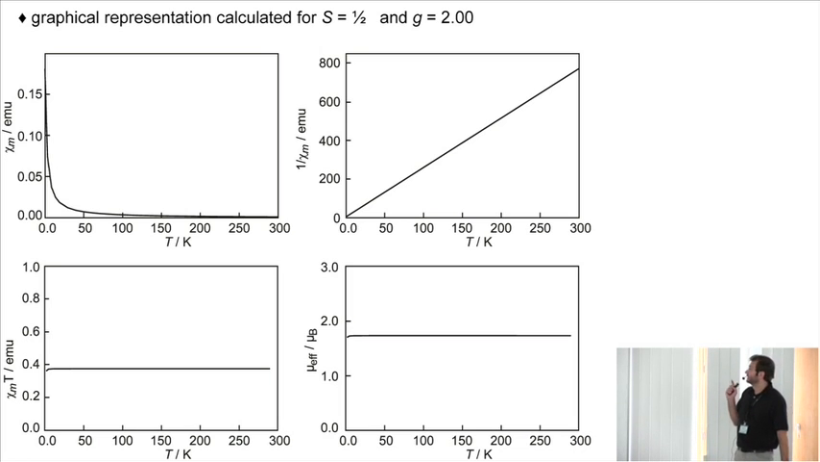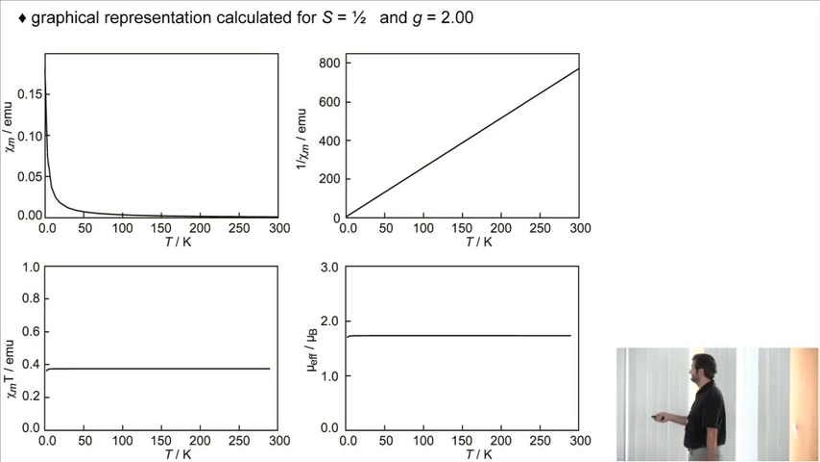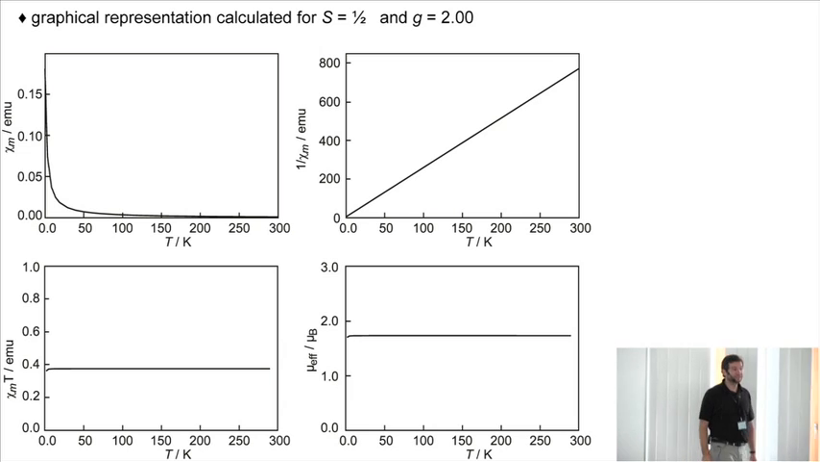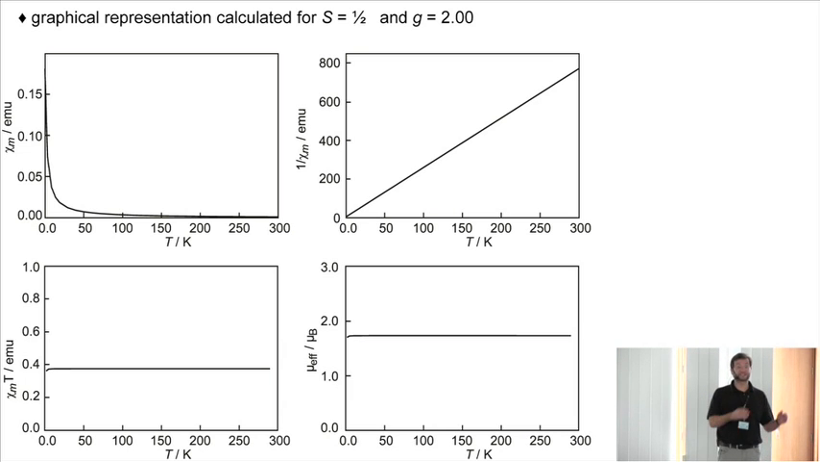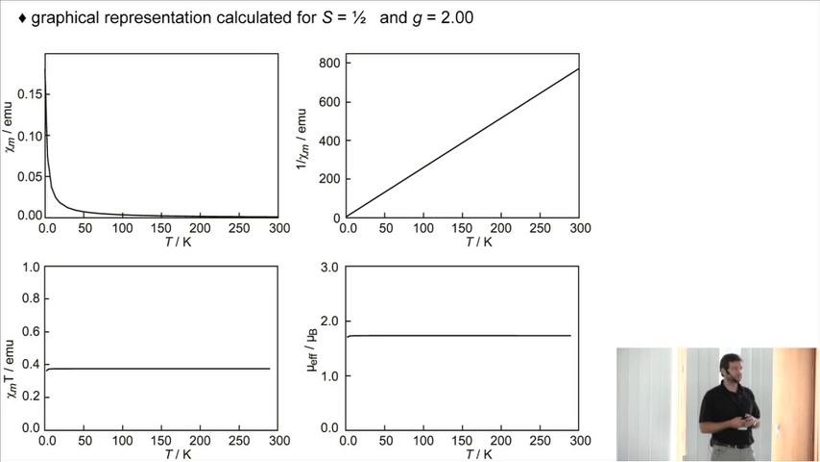But the IUPAC says use mu effective, because there is one really big thing about mu effective. It's independent of the unit system, SI or CGS. You see, the value of chi is dependent on the unit system, SI or CGS. If you use the effective magnetic moment, it's independent of the system you use. So therefore, you can simply compare your values.